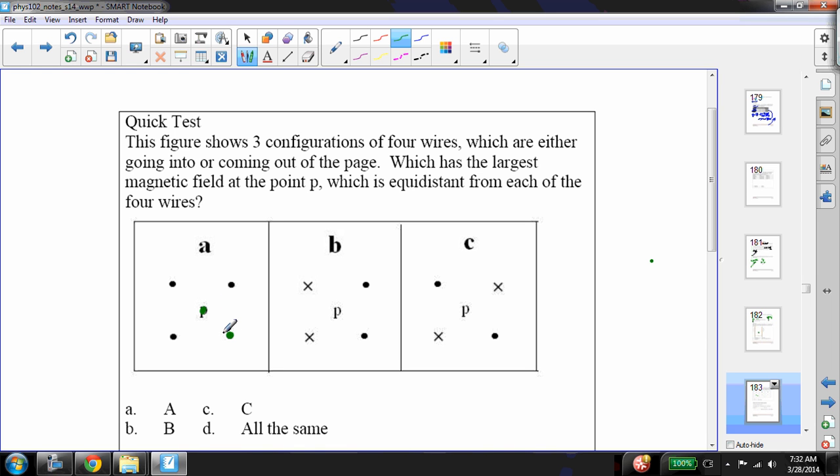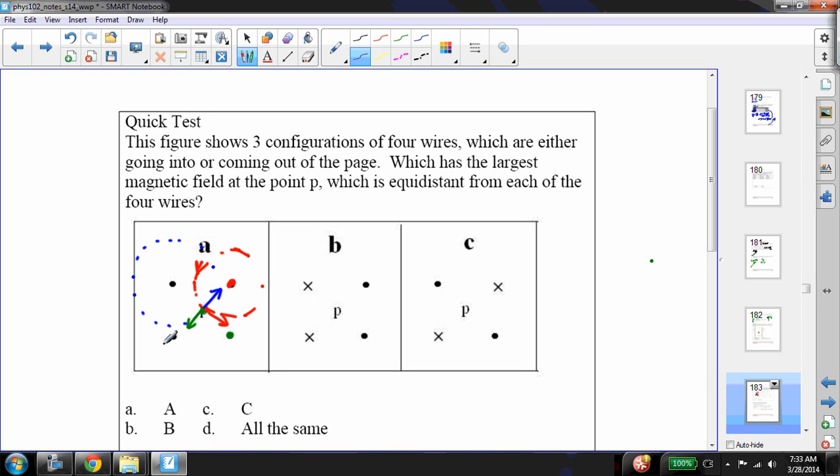Due to this wire, where the current is coming out of the page, I let my thumb go in the direction of the current. My magnetic field traces around in this direction, so at this point, it's in that direction. Similarly, over here, with current out of the page, the magnetic field goes in that direction, tangent to that circle.